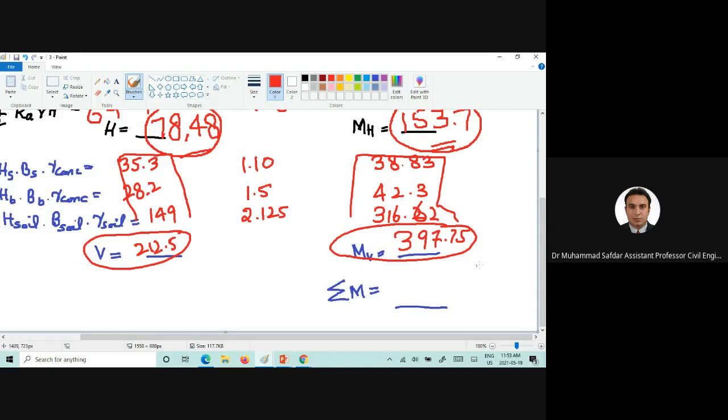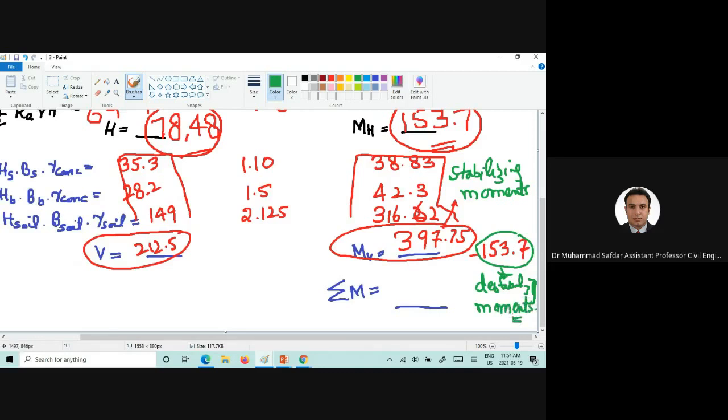And you need to give us the summation of moments, which we can find out by subtracting the moments which are occurring due to the horizontal forces. So these are the stabilizing moments, and these are destabilizing moments. So what will be the value of summation of moments?